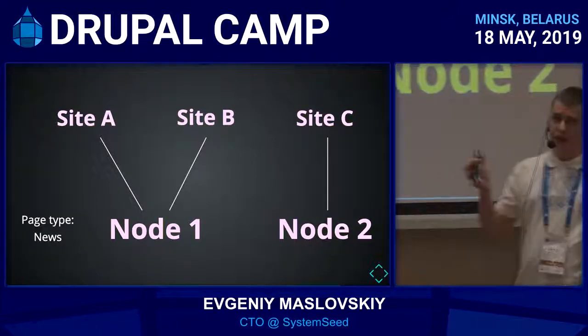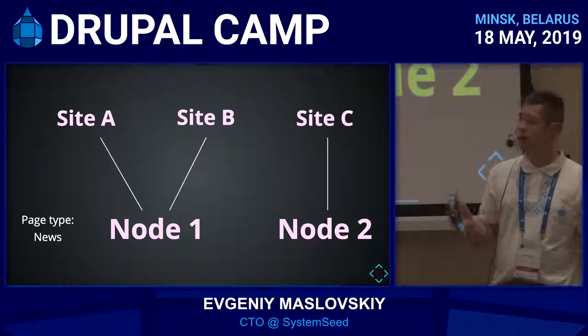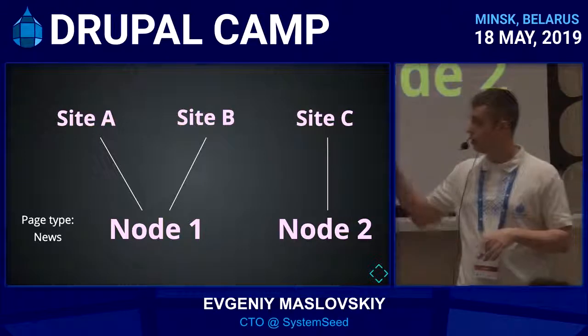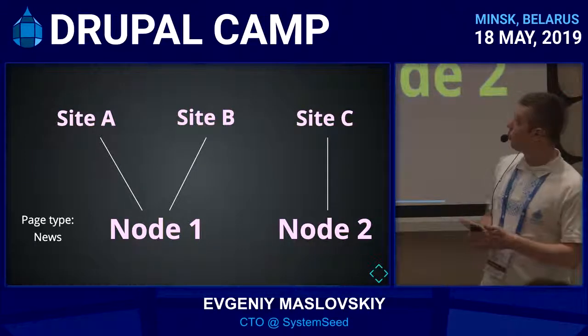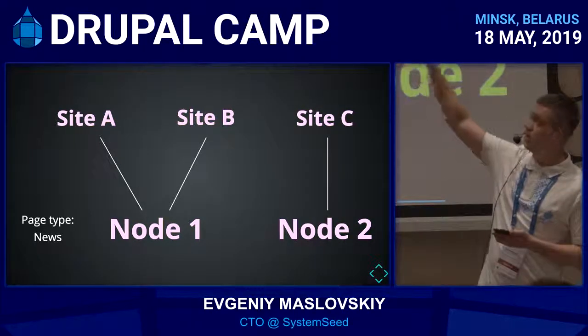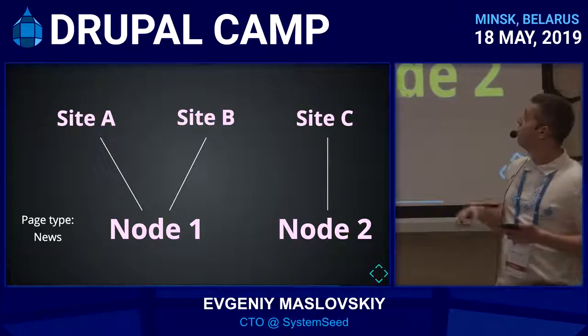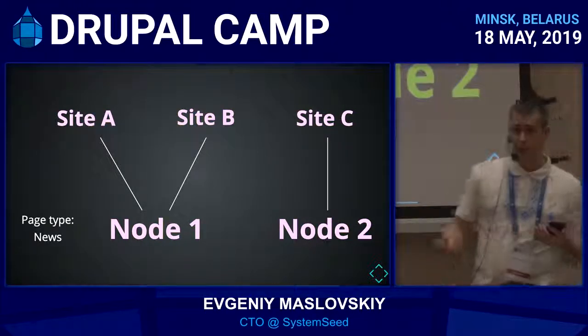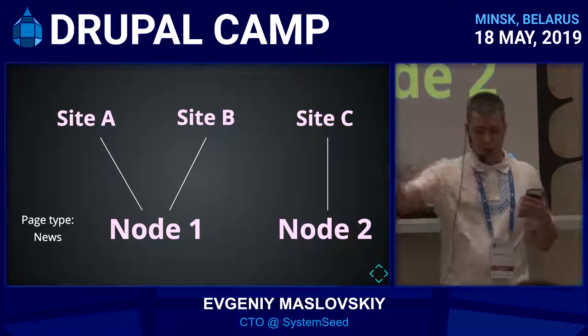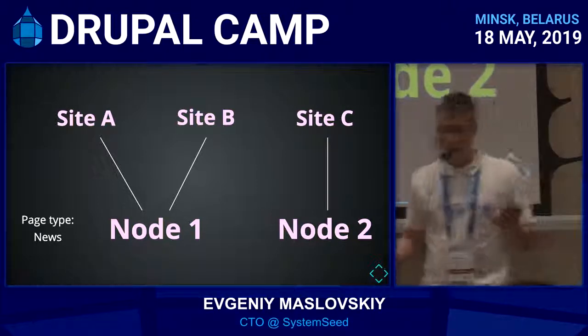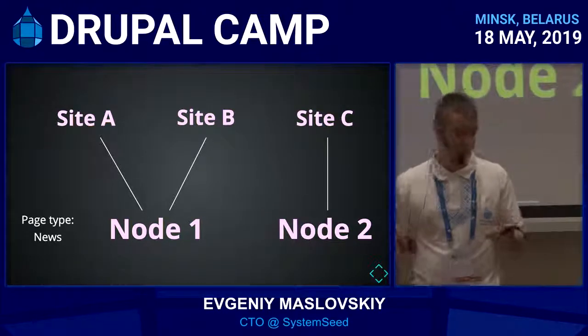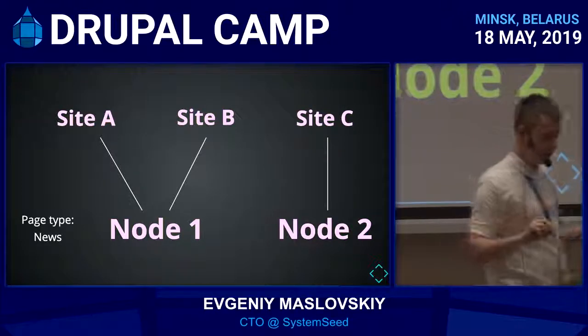Imagine this scenario. Let's think the website Drupal has node type news. And you want to serve one node to site A and site B, but a second node to site C. So when the front end requests data from Drupal, we need to do some sort of permissioning. Actually, hold on, let me take a step back.